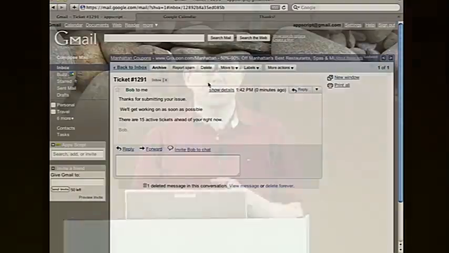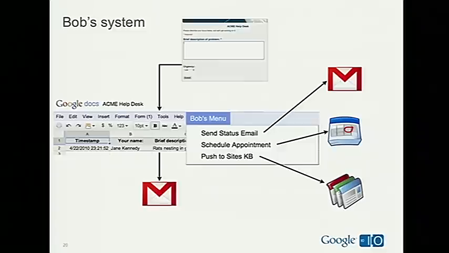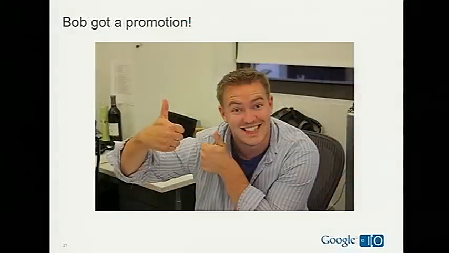It's 11 a.m., Bob hasn't gotten up yet, but everybody at Acme Corp is getting these emails telling them where they are in the queue, and they're all very impressed. So Bob's system is getting pretty awesome. We've got forms coming in, emails going out automatically, and then a bunch of shortcuts in the menu. And Bob gets a promotion. He's still in bed, by the way, so he doesn't know he's got the promotion, but when he gets to work, he'll hear all about it.